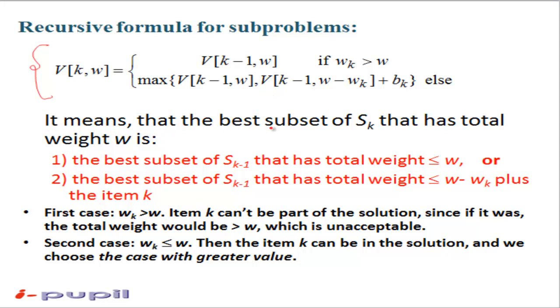The formula is further explained as follows. It means that the best subset of Sk that has total weight W is either the best subset of Sk-1 that has total weight less than or equal to W, or the best subset of Sk-1 that has total weight less than or equal to W-Wk plus the item k. So the first case here means that if Wk is greater than W, then the item k can't be part of the solution, since if it was, the total weight would be greater than W, which would be unacceptable. The second case states that if Wk is less than or equal to W, then the item k can be in the solution, and we choose the case with greater value.